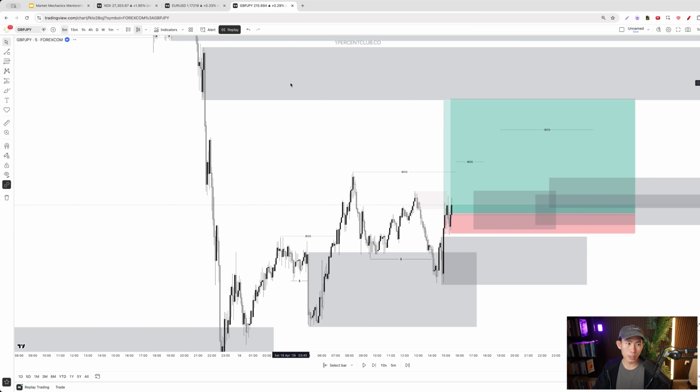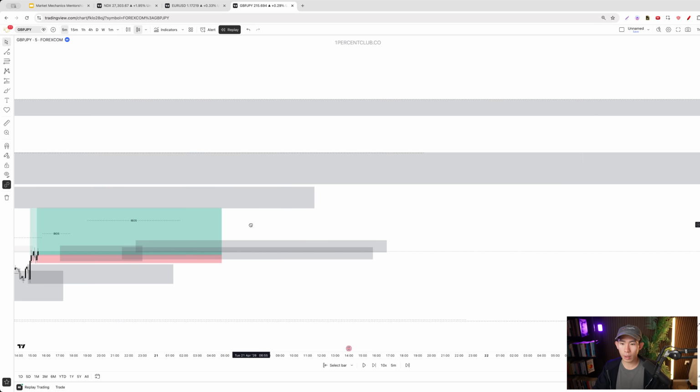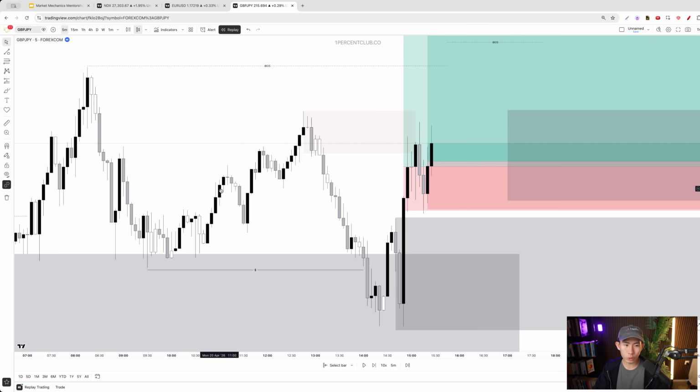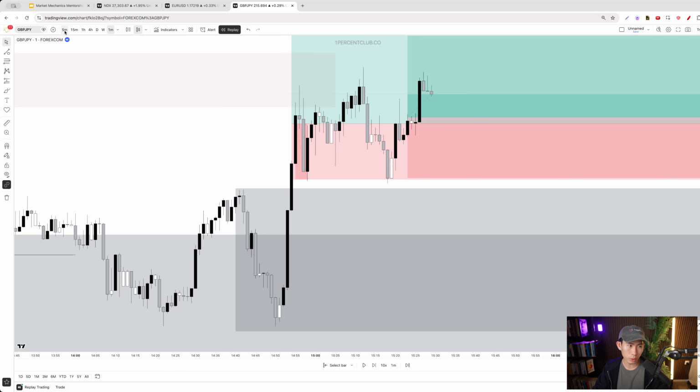So I personally like to use the 50-minute as the medium time frame, and then the 5-minute and the 1-minute as the lower time frame. So I will actually use both the 5-minute and the 1-minute as the lower time frame. 5 minutes to just get my entry, 1 minute sometimes to just refine my entry even further, right? Just to get like even more of a sniper entry.